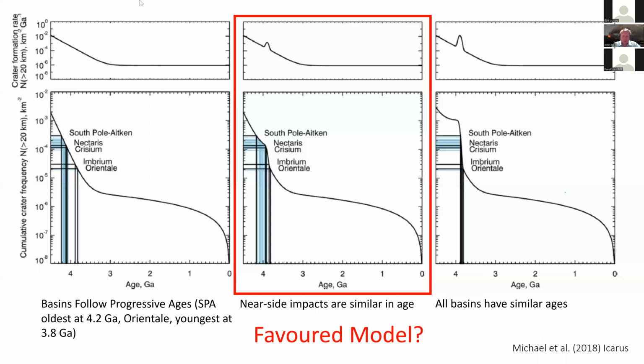And so my favorite model at this point, and I'd be happy to take questions and talk with you about this, is that maybe we have something intermediate between these two extremes given by Michael. We don't have this relationship. Maybe we have something more like this. And until, frankly, we've dated South Pole Aitken and Orientale, we're going to have a hard time distinguishing between these events.